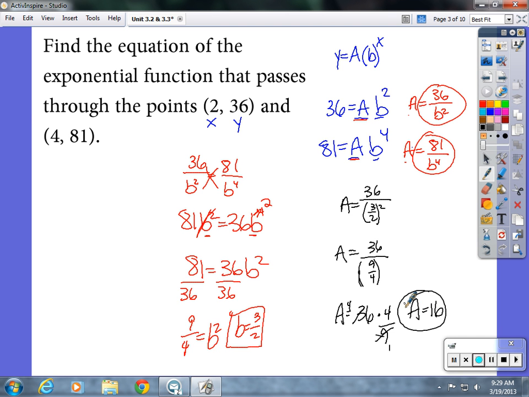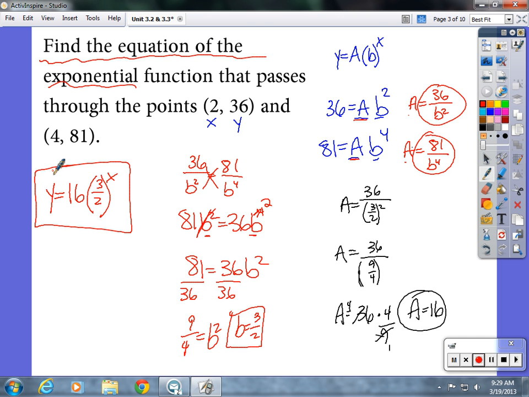Now, after all of that work, do not forget what the original problem asked us to do. The original problem asked us to find the equation for the exponential function. So, in the end, y equals 16 times 3 halves to the x power. That's your final answer.